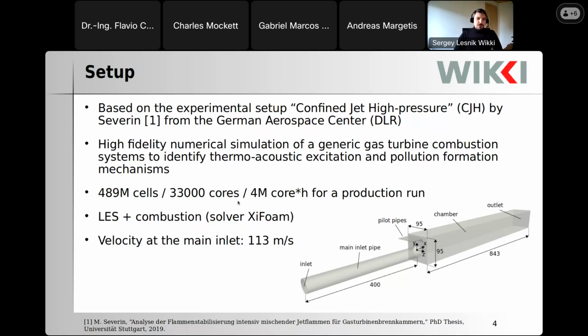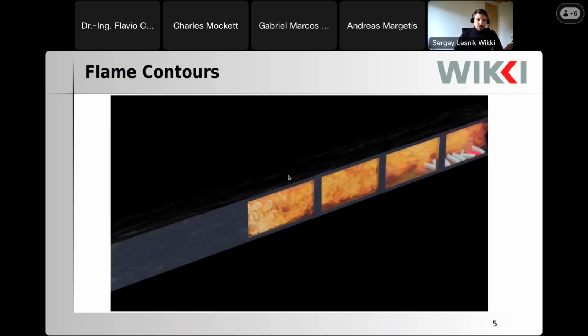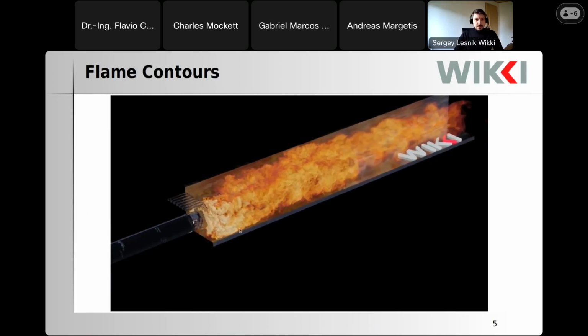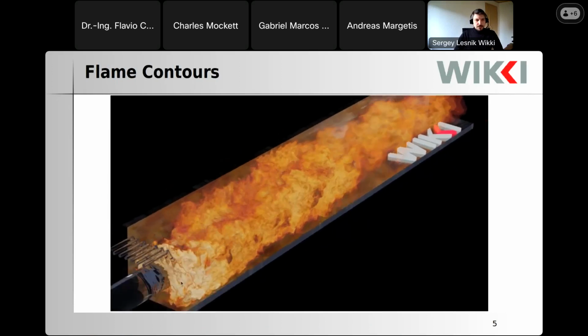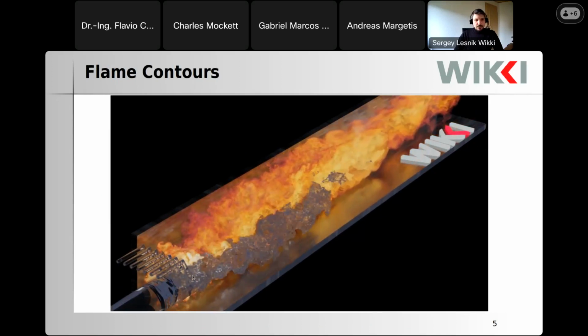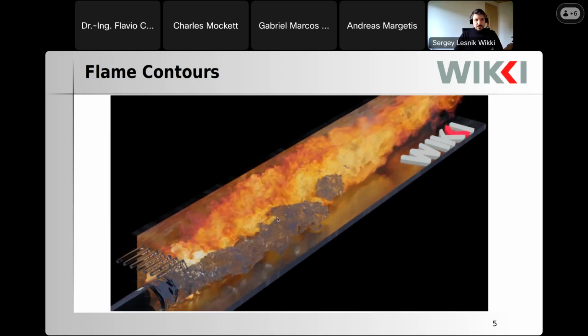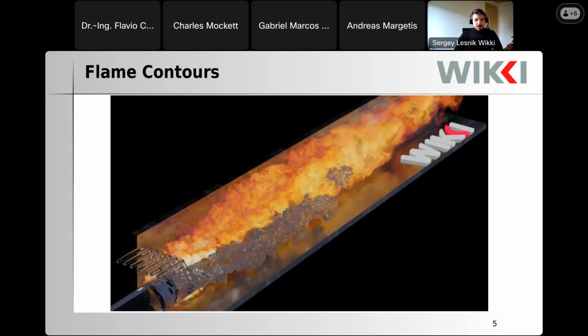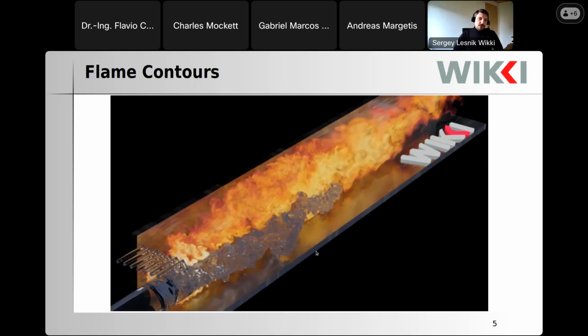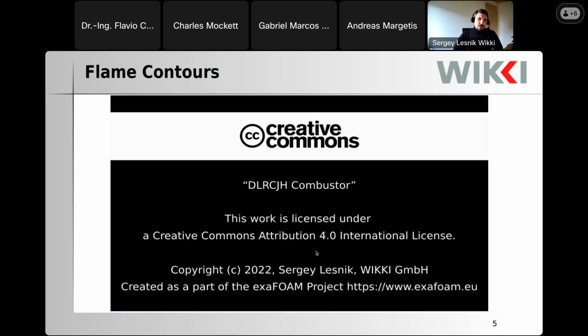And we used the exaFOAM solver for testing. I have a video here. You see it's an actual simulation result, in casing. And if you remove the casing, then you can see the combustion itself. Here we have the pilots, the main inlet pipe. In the center is the fuel mixture, and the flames. These are actually the temperature contours around this fuel mixture.